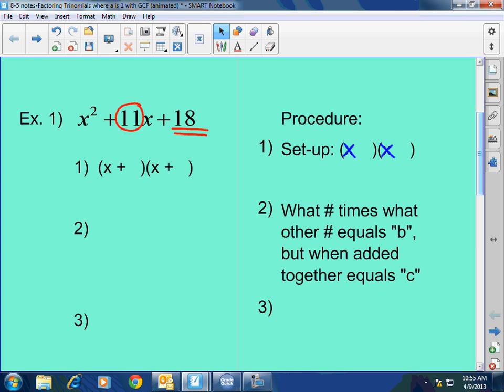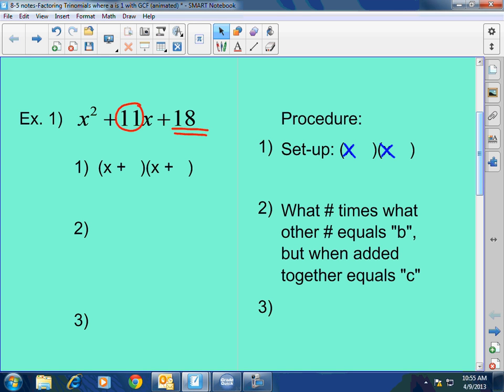This is where your knowledge comes into play. There's going to be people that get this in 3 seconds, and there's going to be people that are going to need an hour, and they still won't get it because if you don't know it, you don't know it. So what times what, guys, equals 18?